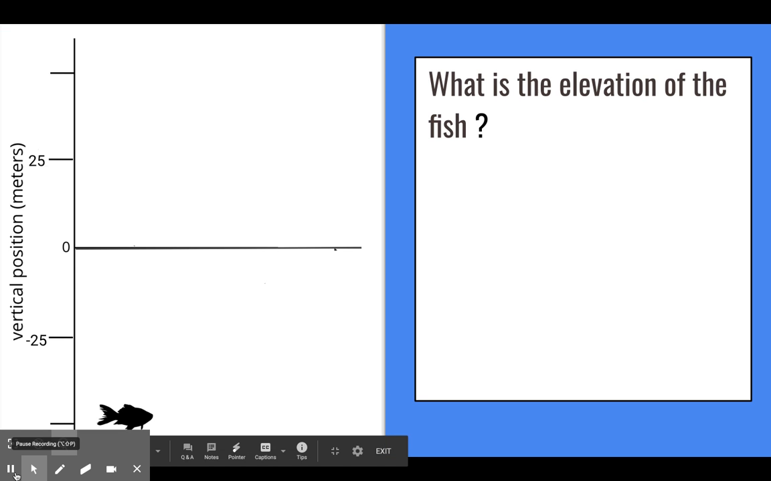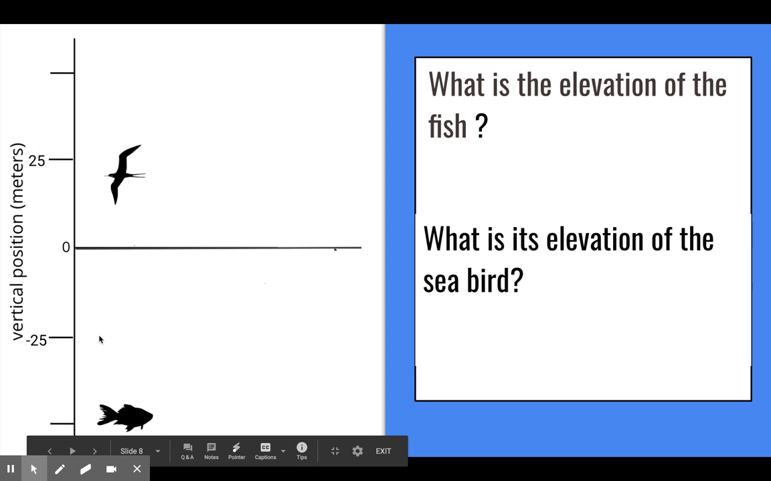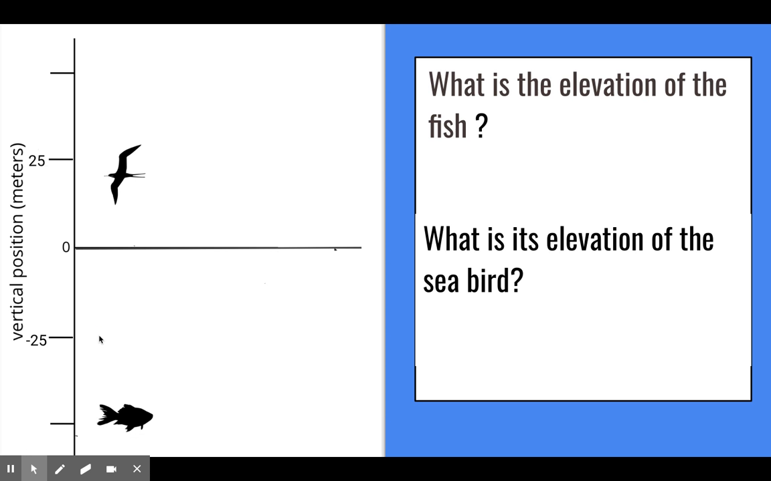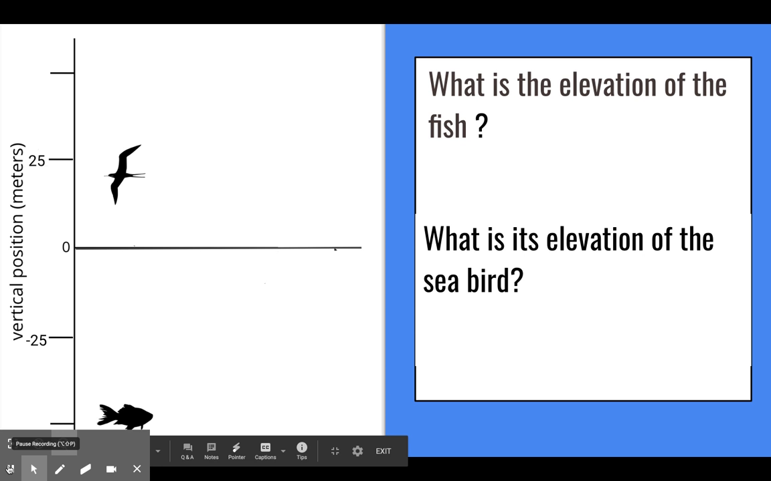So if you look in your student companion, the first thing that you should see is a question that says, what is the elevation of the fish? And then the second question that you should see is what is the elevation of the seabird? So let's take 2 minutes and based off of this chart that's here and it's also in your student companion, this graph, I want you to answer questions number 1 and 2, and then we'll come back together to share.